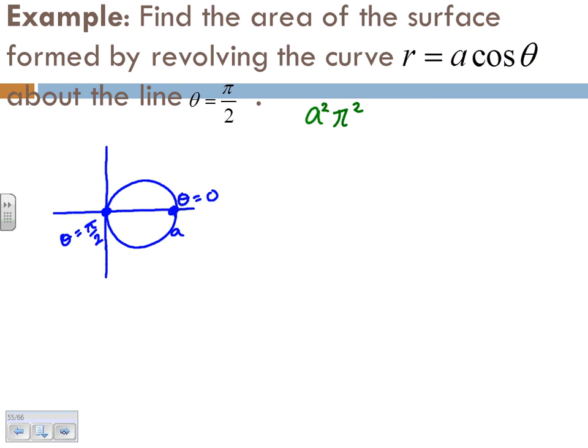Well, you didn't multiply by 2 pi at the beginning. Yeah, you know what? So let's do times 2 pi. Okay, do it again. Do we just revolve the whole thing?